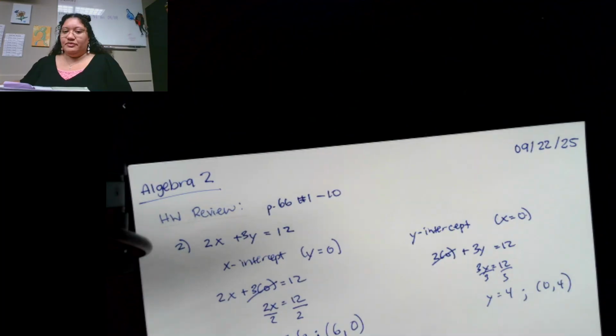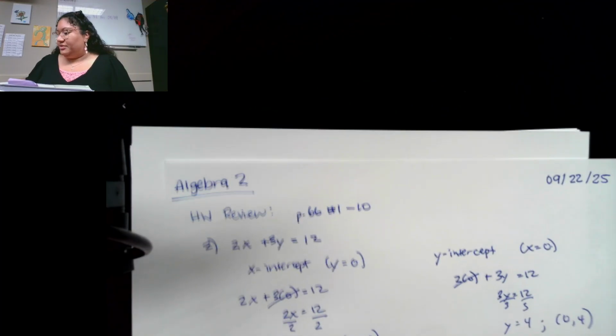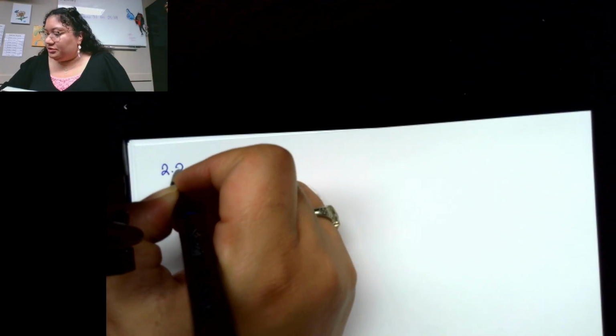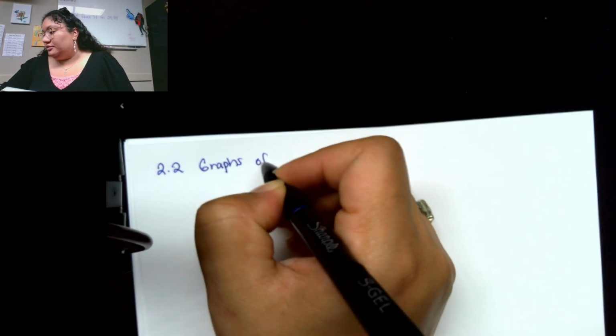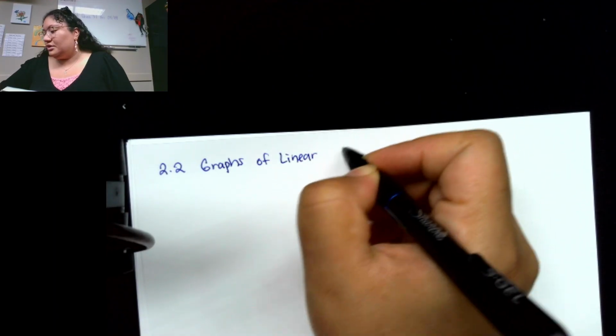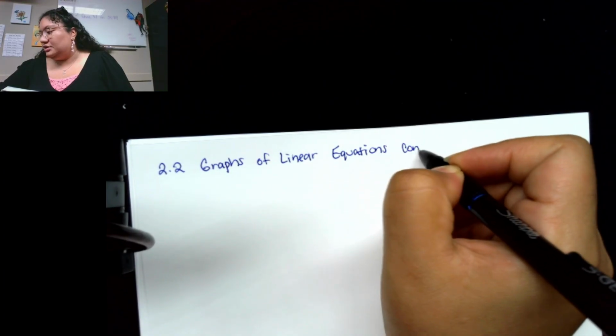Okay, now let's move forward to our actual lesson. Good, we're only 5.5 minutes in, so we should be good. So we are continuing 2.2, graphs of linear equations, continued.